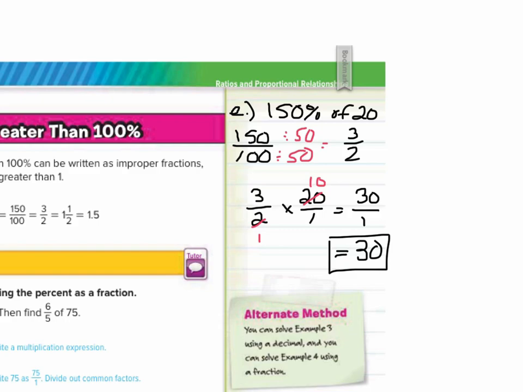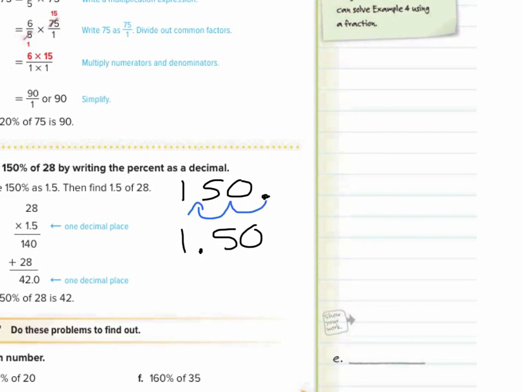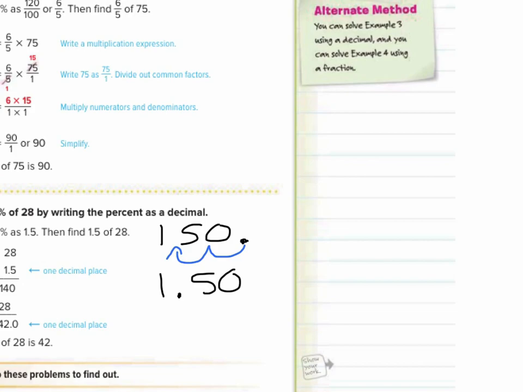And if you just think about that for a second, what's 100% of 20? Well, 20. What's 50% of 20, or half of 20? Well, 10. So 150% of 20 is that 20 plus 10, which gets us the 30. So even mentally, it works out. Now let's go down and look at F.